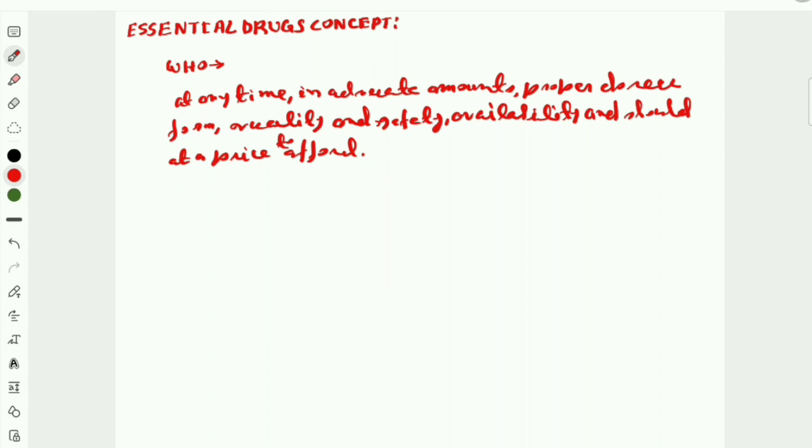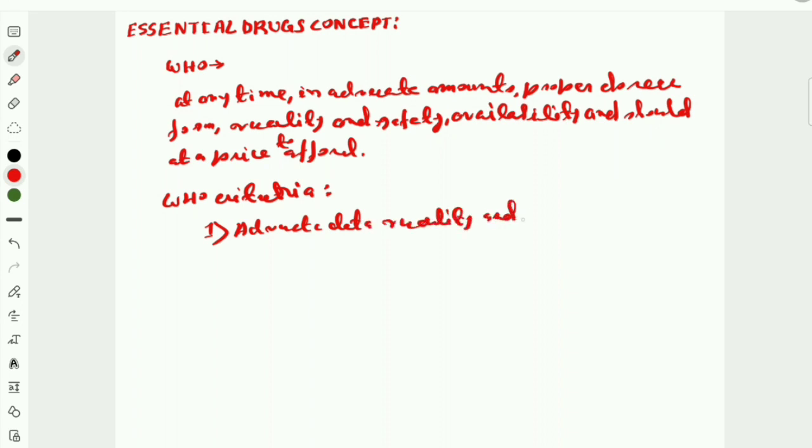So WHO has laid down some criteria to select a medicine which could be used as an essential medicine. First of all, there should be adequate data on its quality and safety, which should be available from clinical studies.